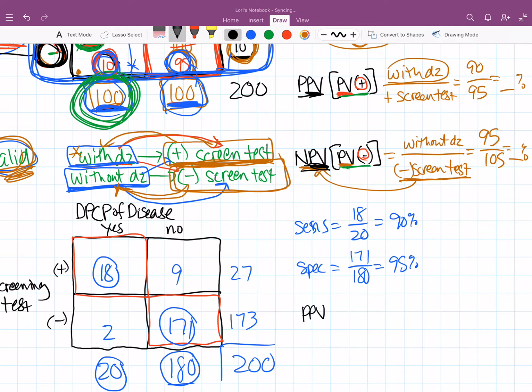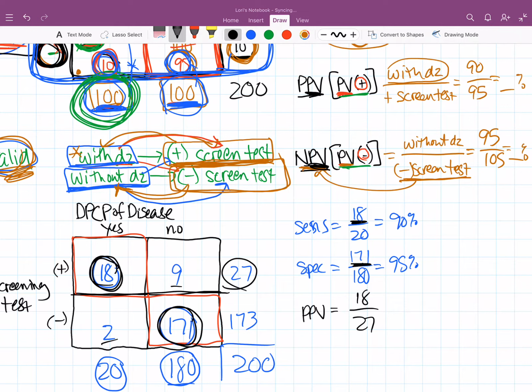So PPV is equal to, and one of the things that I want you to notice is that this 18 and this 171 are always the things that are the numerator. We never use the 9 or the 2, because those were wrong. We're asking what percent of the time were we right. A lot of times it helps to point those certain things out. So the predictive value of a positive test, in other words, here I have a positive test, of all of those who tested positive, what percent of the time was I right?